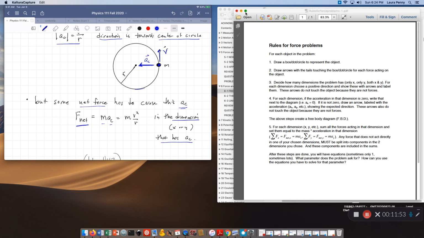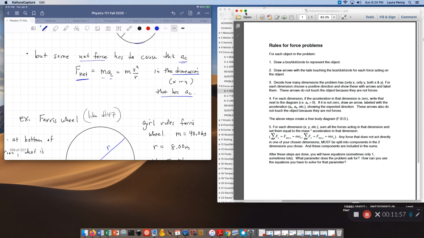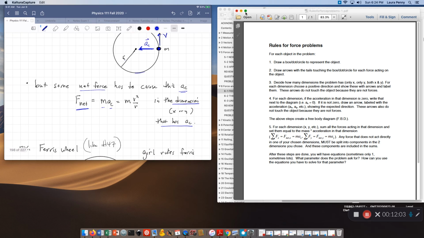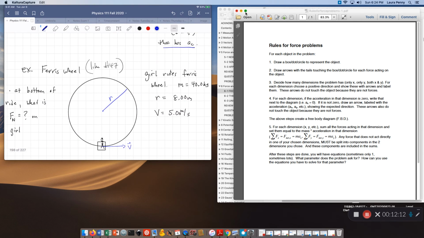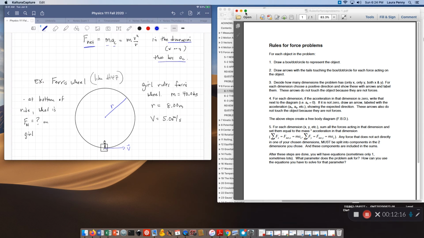Maybe they were looking at this circle from the top or something. And so we could have another dimension that has forces, but in this dimension, as we're looking at it here, it has some acceleration at that instant towards the center of the circle. So I was going to do a couple of examples here. We'll do a Ferris wheel. So this is a lot like number 47 that y'all are supposed to do for practice.